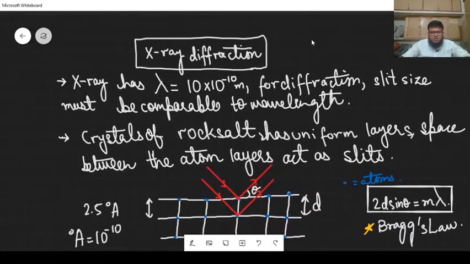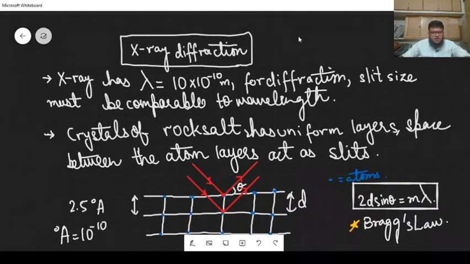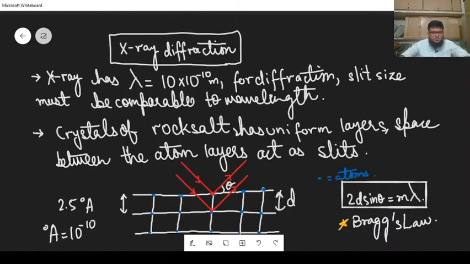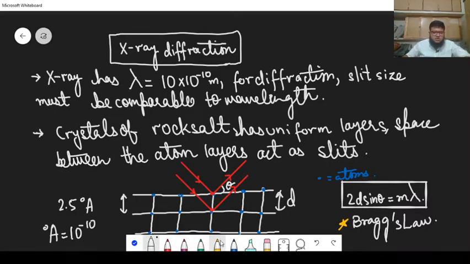Okay, so now we are gonna study X-ray diffraction. This is the second last topic of this chapter. Diffraction is what you guys already know. By definition, diffraction means bending of a wave into geometrical shapes or geometrical shadow when it passes through a very small or narrow opening.